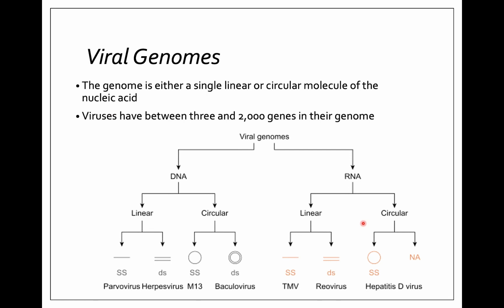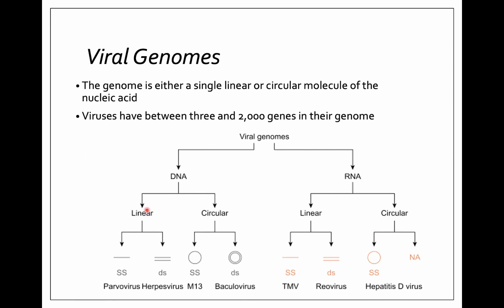Viral genomes are varied. They can be made up of DNA or RNA. Some viruses are really, really small, having only 3 genes. Some viruses are really large, having 2,000 and more genes. So if you're made of DNA or RNA, the viruses can also be linear or circular, meaning that they have straight chromosomes or circular chromosomes.